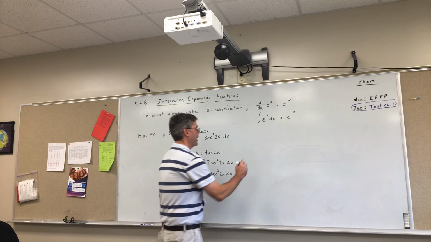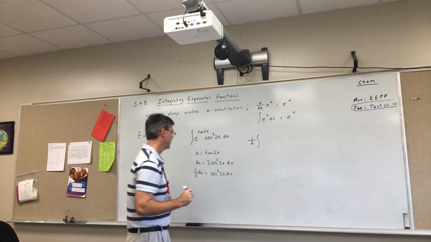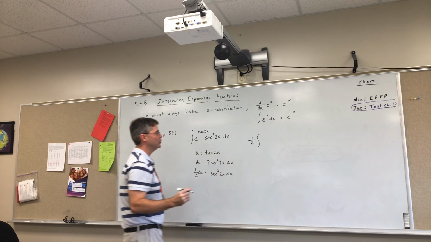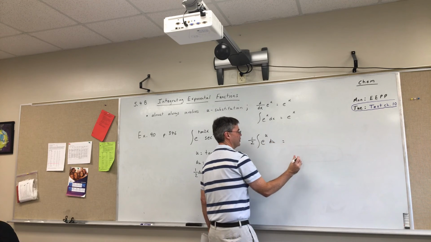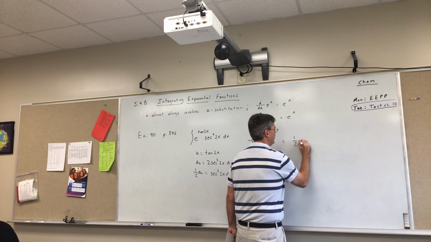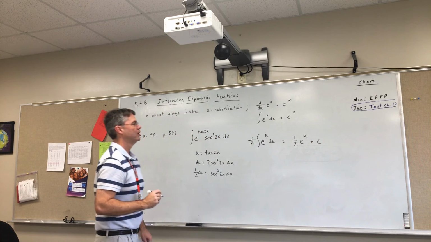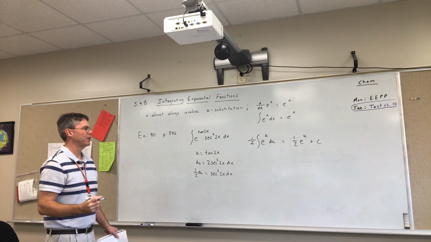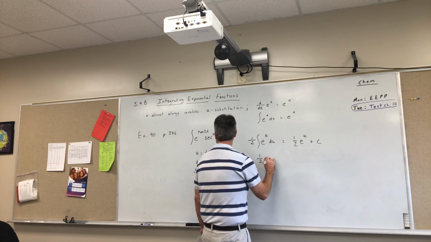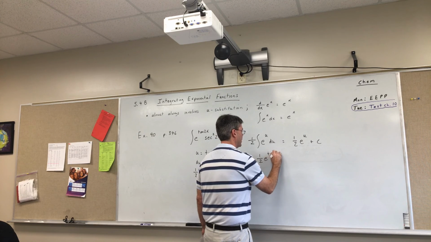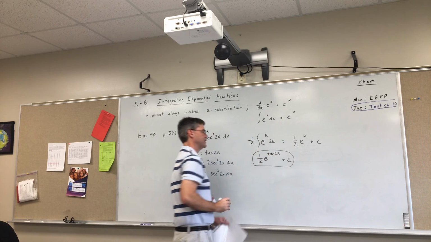All right, so we have 1/2 and then e to the u du. So that's a real simple integration. That's going to be 1/2 e to the u plus c. And now we can just simply put u back in the problem. We would have 1/2 e to the tangent 2x plus c.